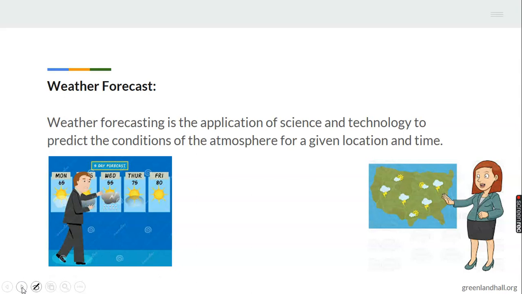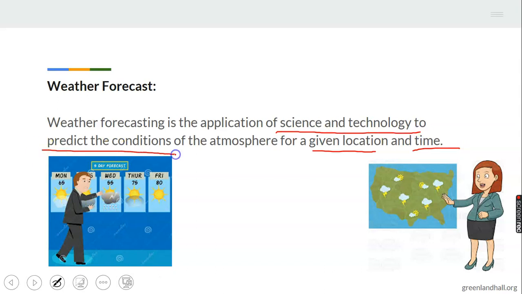Now, weather forecasting is the application of science and technology to predict the condition of the atmosphere for a given location at a given time. For a given location should be noted, and the period of time. What are we doing? We are doing one thing, just to predict the condition of the atmosphere. Oh, it's going to rain. It's not going to rain. It's not like a gamble. It's not like we don't know what we're saying.